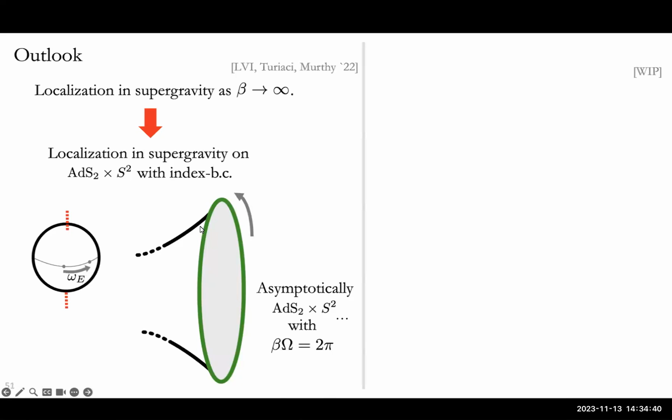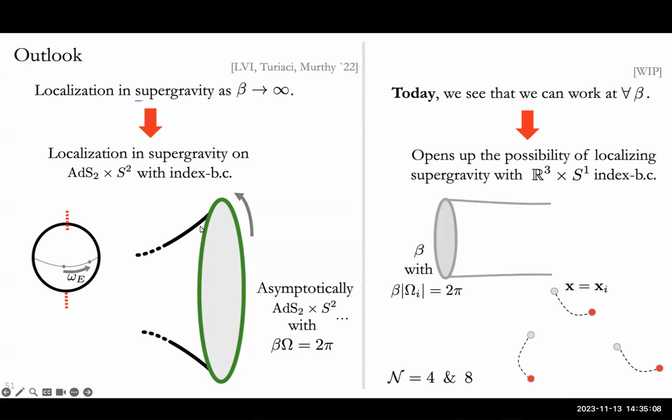And as an outlook, in the past couple of years, a lot of progress has been made on trying to localize the path integral in supergravity with index boundary conditions. But this was only achieved in the limit when beta went to infinity, because the localization computations that were done so far in supergravity have asymptotically AdS2 times S2 boundary conditions. However, with these solutions, we see that we can work at any beta.